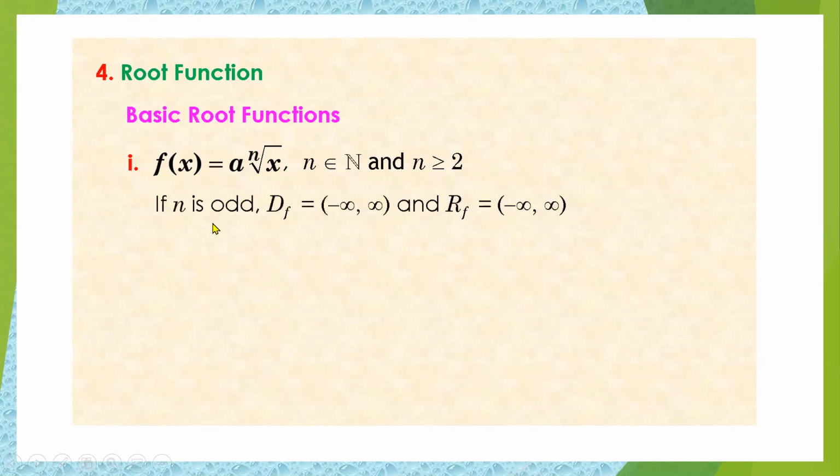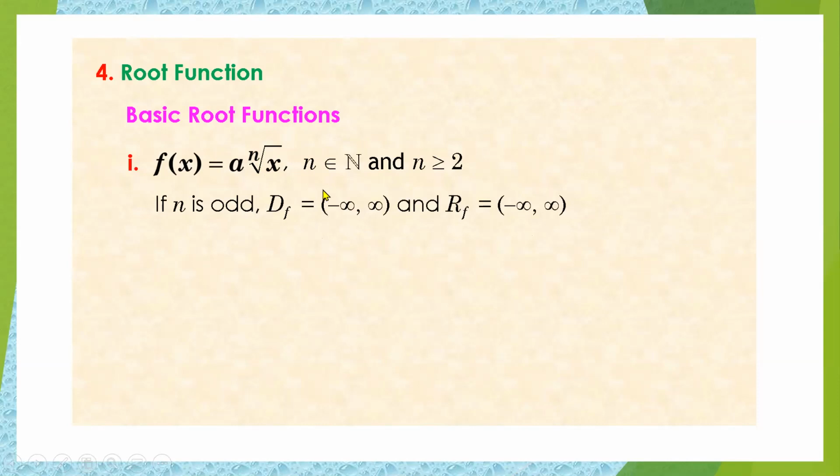Okay? So let's start with the nth root. f of x is equal to the nth root of x, where n is a natural number greater than or equal to 2. So square root, cube root, fourth root, fifth root. What's the domain? The domain depends on whether n is odd or n is even. If n is odd, the domain is the set of all real numbers. The range is also the set of all real numbers.